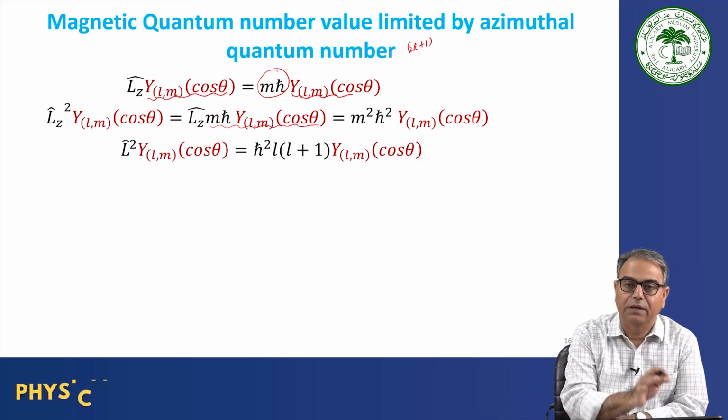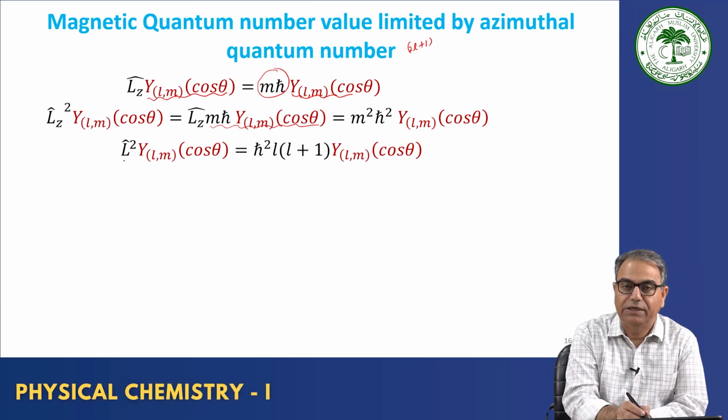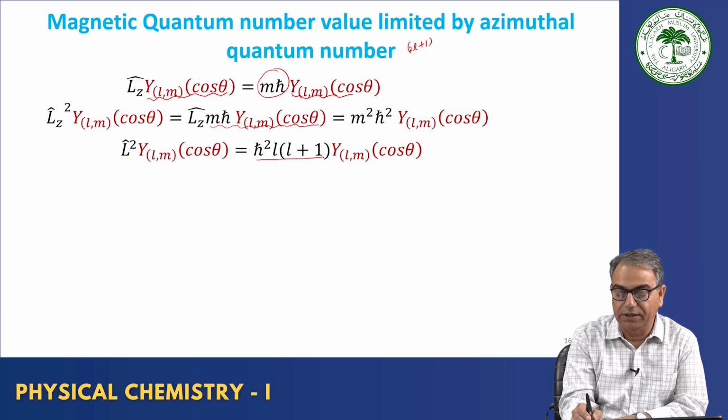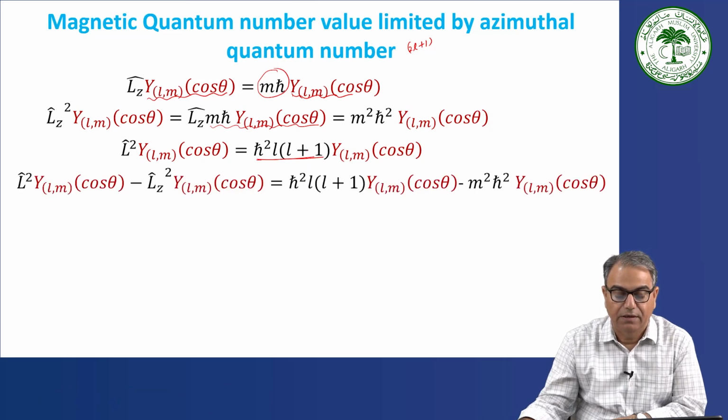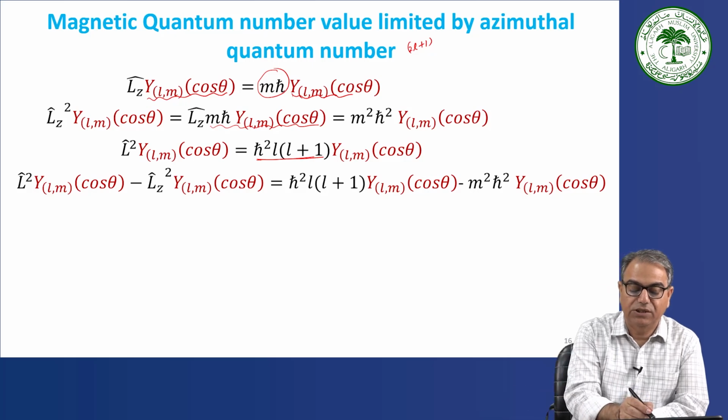Again, this equation is known to you: when the orbital angular momentum operator L square operates on a function, it is equal to ħ² L(L+1) Ylm(cos θ). Ylm(cos θ) is a function, or spherical harmonics I am saying. So this is the value which you get. Now what we do is that we subtract these two equations. From this L square equation, you subtract this one.